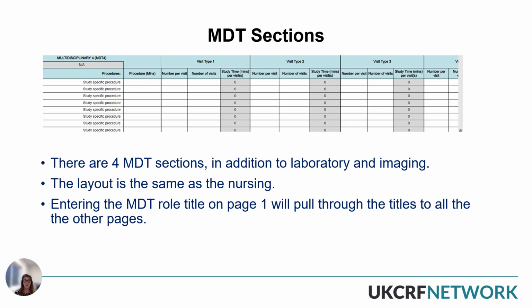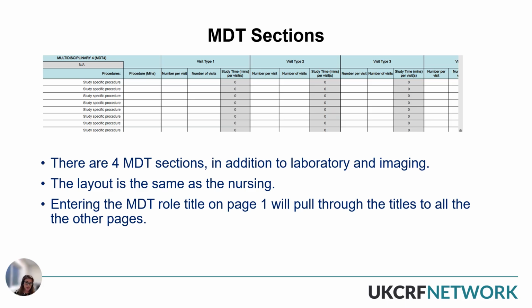So the layout is the same as the nursing. In the procedure column, you list what activities are going to be undertaken. You then list how many minutes that procedure or activity is going to take. You would then say in visit type 1, how many times you're going to do it on a visit and on how many visits that's going to happen. And hopefully that will become clear when you see the demonstration video that we've got. And you just work your way along those 5 visit columns.